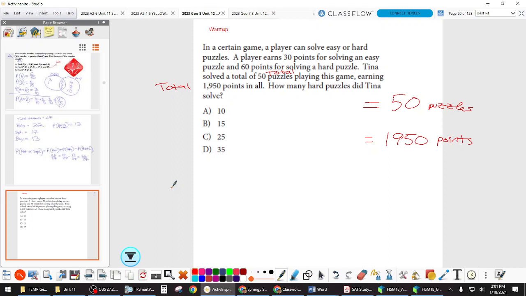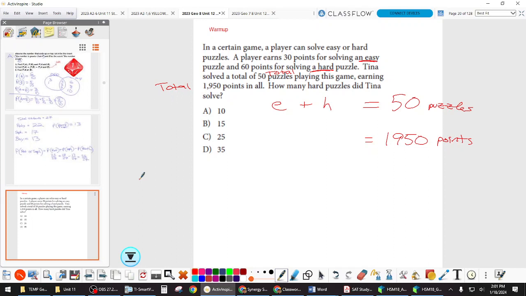Yeah. Adding the amount of puzzles that you did. You're just counting up how many puzzles you did. And in this problem, we have two types. We have easy and hard. So however many of each we did, that's our total, right? I would really recommend not using X's and Y's because they get lost. So I would use E and H. Easy plus hard equals 50. Then it becomes very easy to keep track of things. So easy puzzles plus hard puzzles is a total of 50.